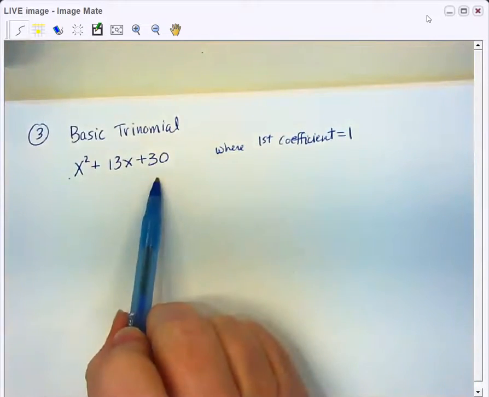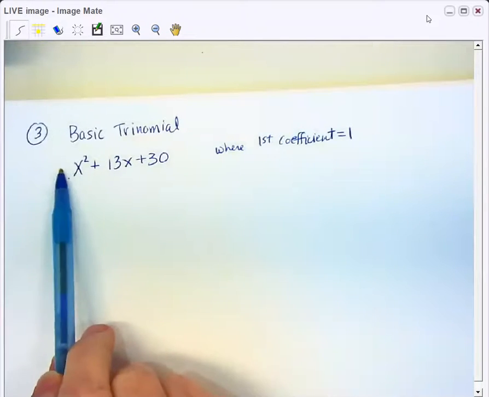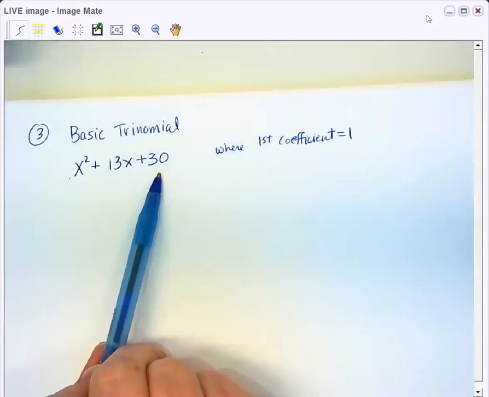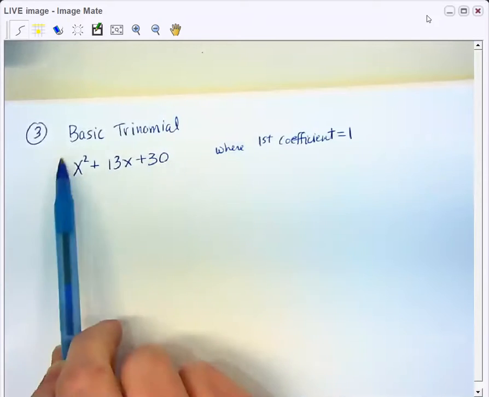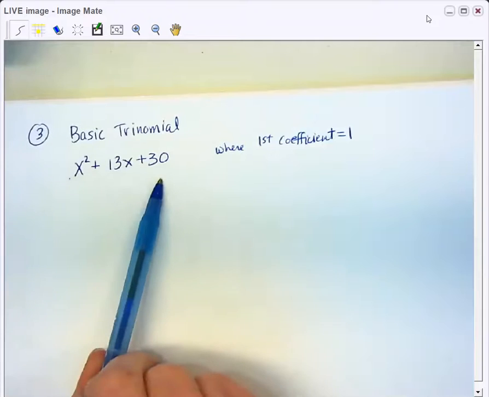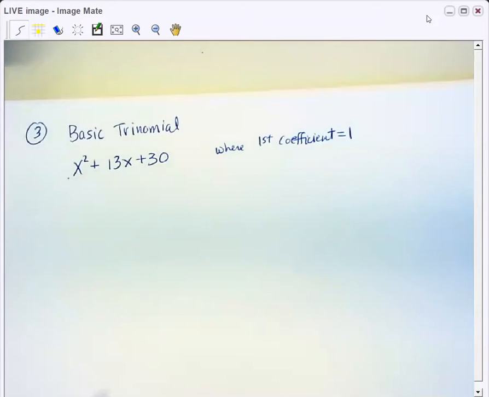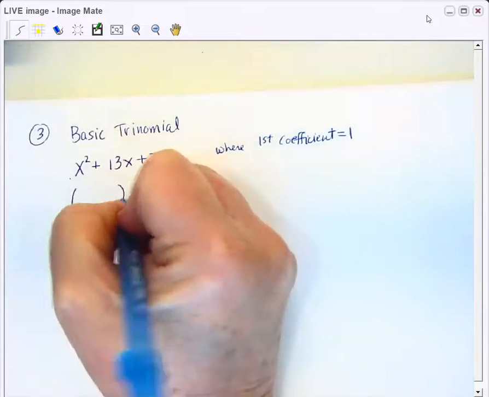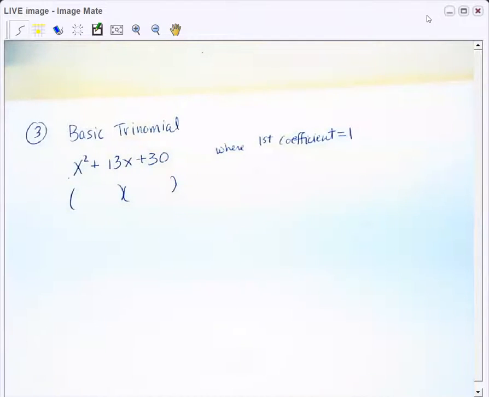I have a trinomial. I look for common terms. There's nothing there. This one doesn't have an x. That one doesn't have a number. So no common terms. It's not a difference of squares, but it is a basic trinomial. So first thing, double parentheses.